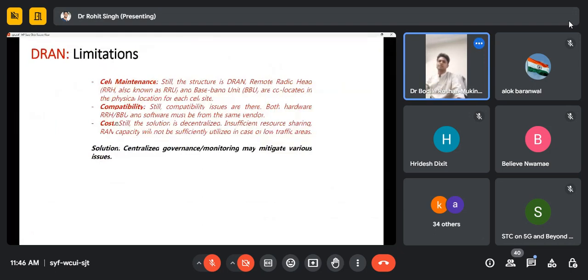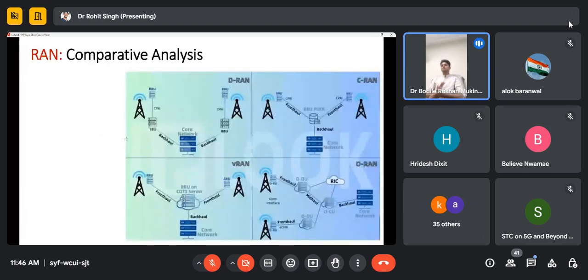Cost, obviously, is another factor, because all the cell sites cover these three aspects. The baseband unit is very costly, and it is essential for all cell sites. So for every cell site, we need to install a dedicated baseband unit. So these are some limitations of DRAN. How can we mitigate such limitations? Via implementation of different RANs.